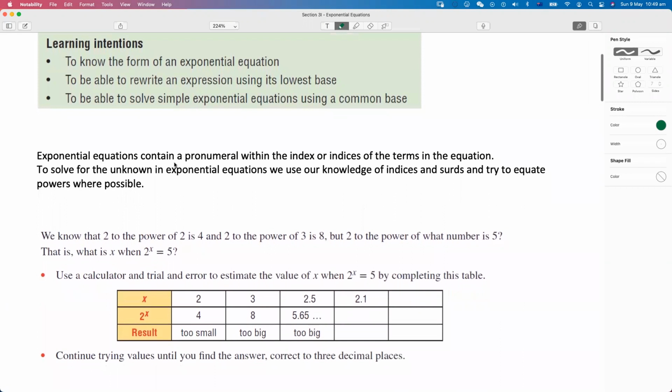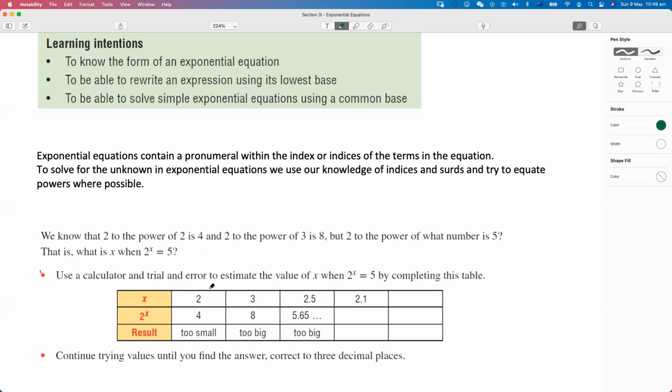Exponential equations contain a polynomial within the index or indices of the terms in the equation. To solve for the unknown in exponential equations, we use our knowledge of indices and surds and try to equate powers where possible. We know that 2 to the power of 2 is equal to 4, and 2 to the power of 3 is 8, but 2 to the power of what number is 5? That is, if we write as an equation, 2 to the power of x is equal to 5, and we're solving for x.